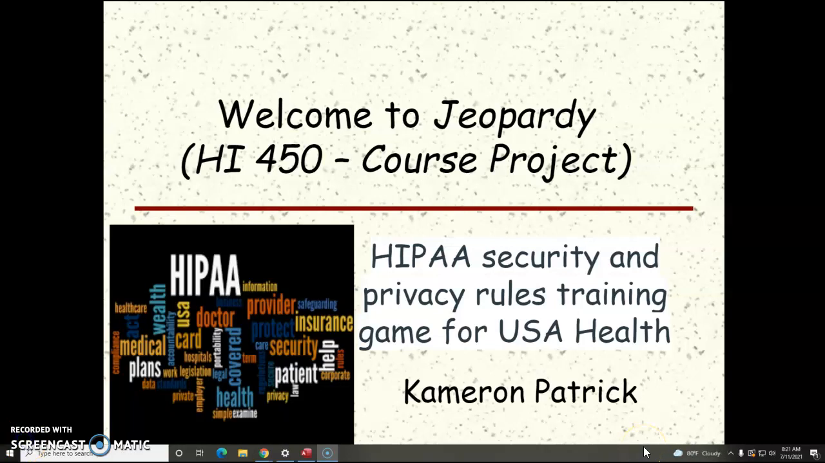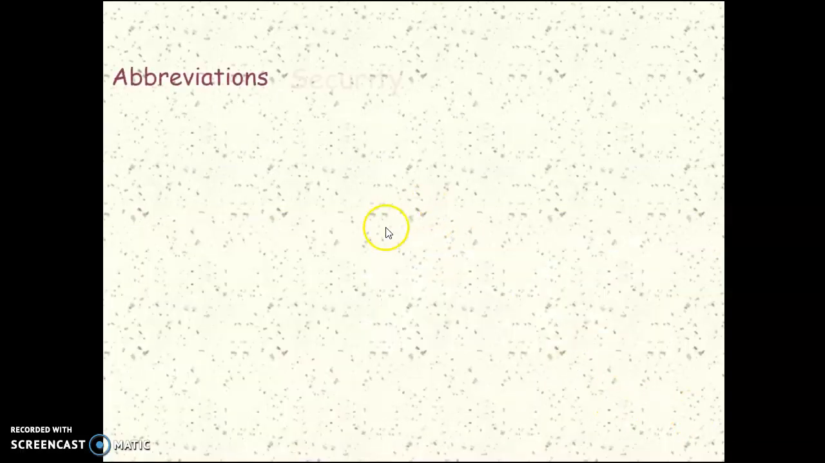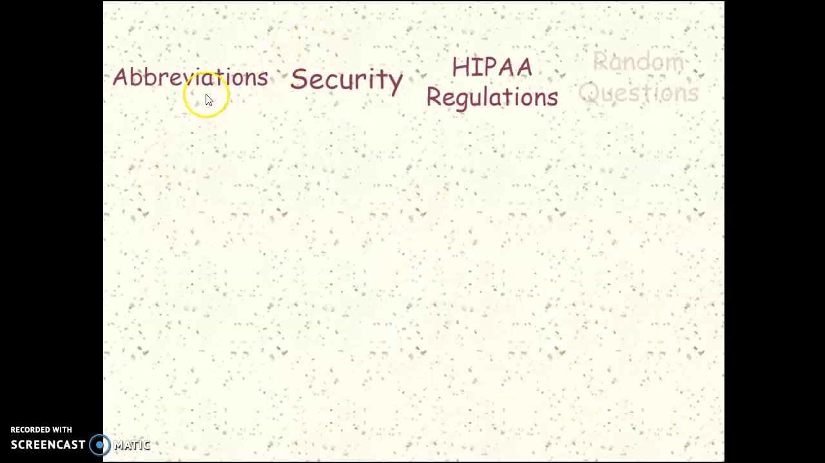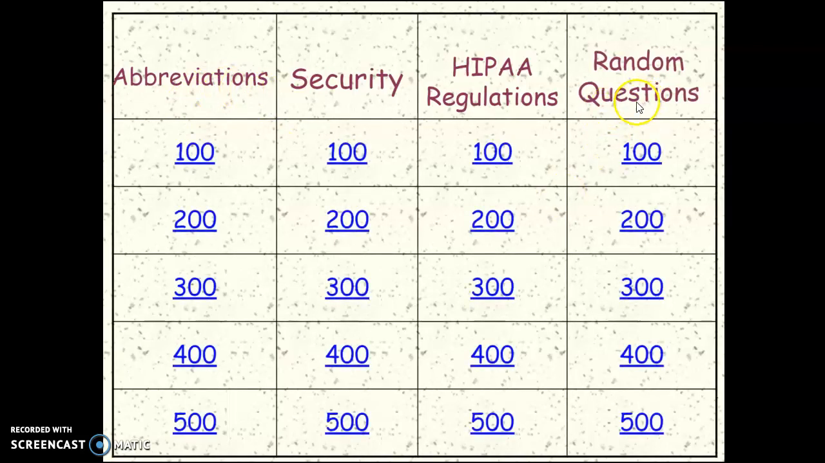For my HI 450 course project, I made a Jeopardy game. It's called HIPAA Security and Privacy Rules Training for USA Health. And let's get into the game. We have 4 categories. We have abbreviations, security, HIPAA regulations, and random questions.